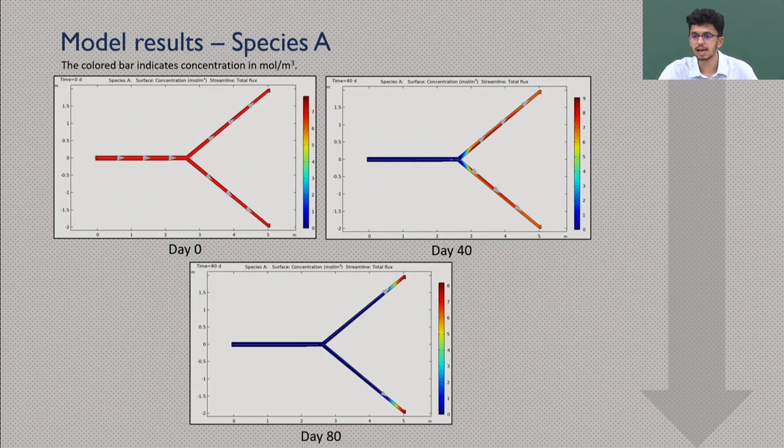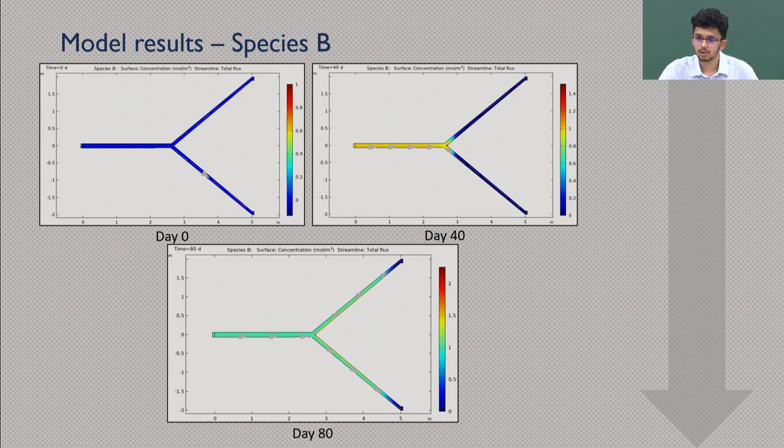For species A, we can see the concentrations with time in the fracture zone. Initially, species A has a concentration of 7 moles per meter cube, which you can see as red. After 40 days, species A has moved towards the right, and there is 0 concentration here of species A because of the injection of species B. After 80 days, species A has almost left the fracture zone, and it is only present at the peripheries of the fracture zone.